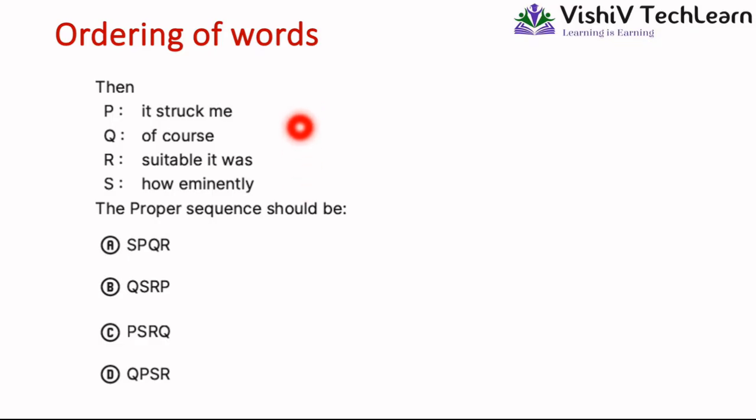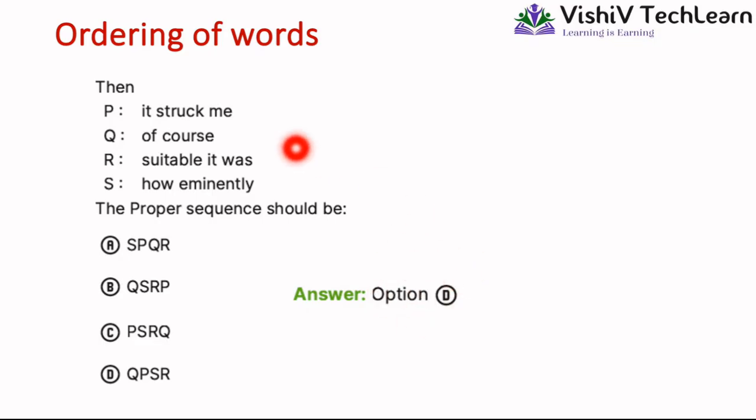Maybe those are making a little sense, but out of two, if we read them again and again, you can pause the video and practice and check which sequence is actually making sense. So that time you will come to know that then of course it struck me. That way we can start. Then of course it struck me how eminently suitable it was. So this is how it is making sequence. So sequence could be QPSR, and that is the last option, option D. Let's check. Yes, option D is right.